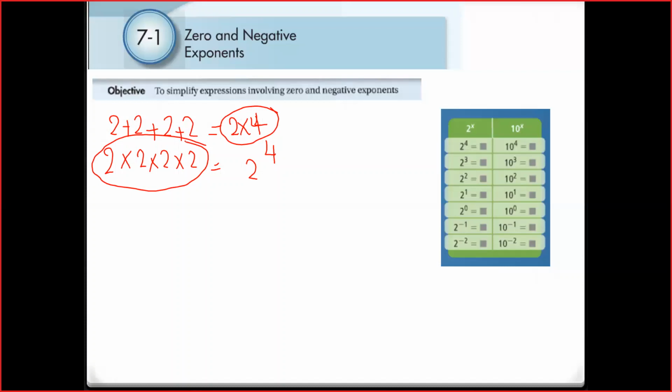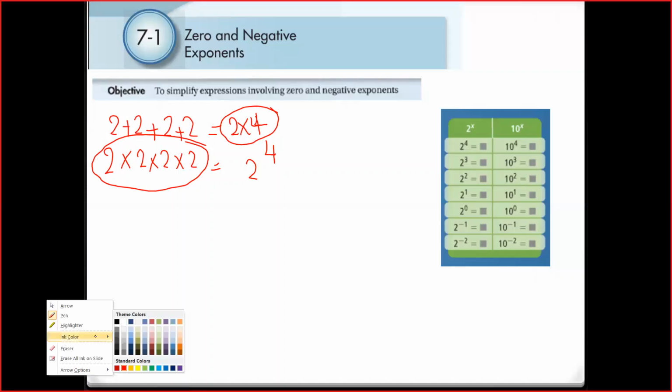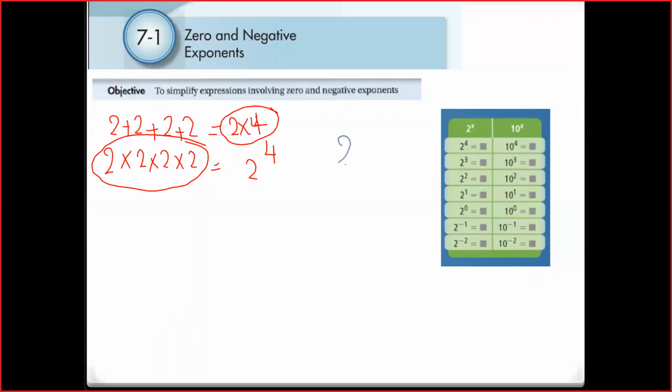So if I say 2 to the power 4, it means that this one we call a base, and this 4 we call a power or exponent. Okay?